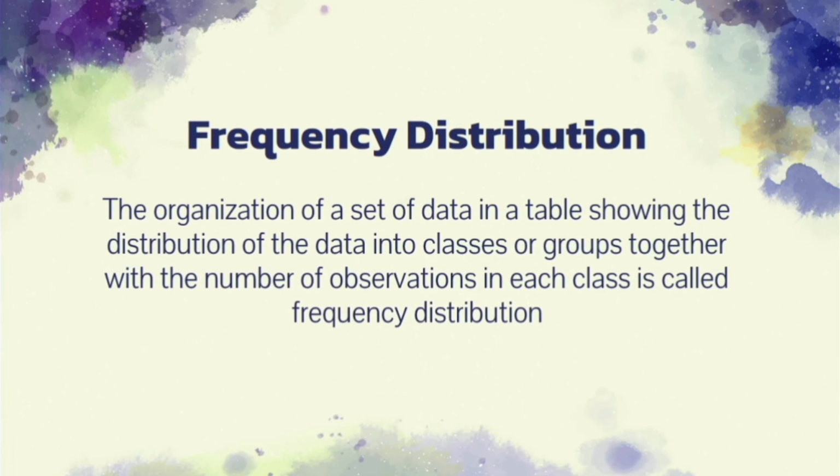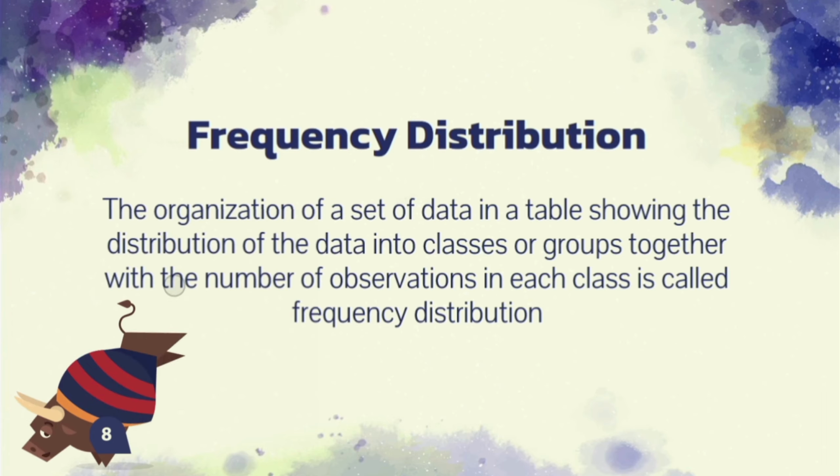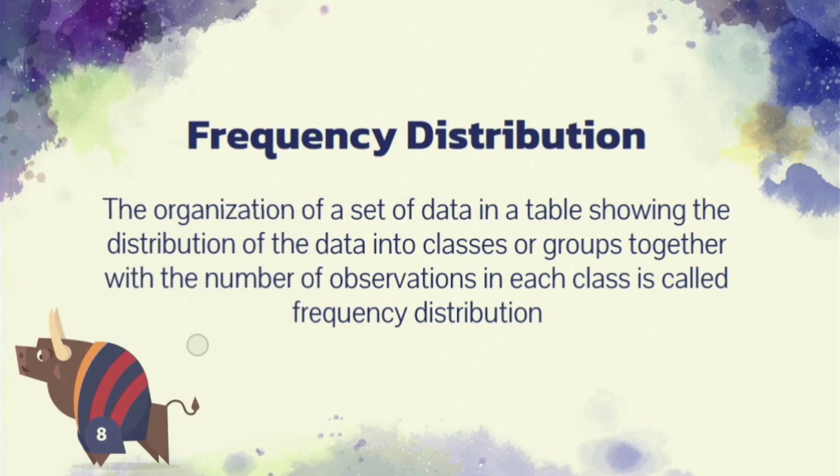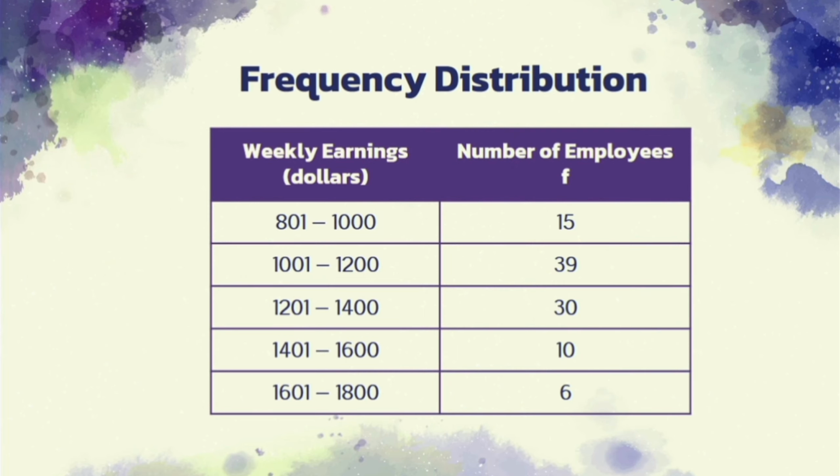A frequency distribution is a compact form of data in a table that shows the categories of observations. These categories are called groups or classes, and the number of values falling in a particular category is called the frequency of that class. This is what it looks like after simplification.